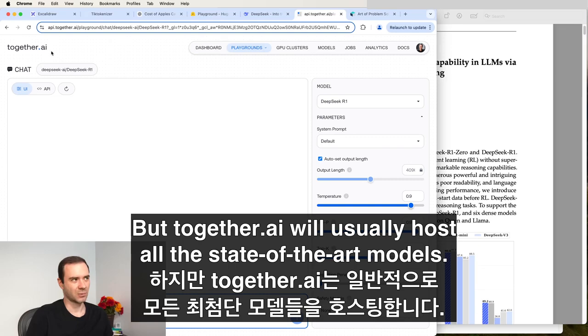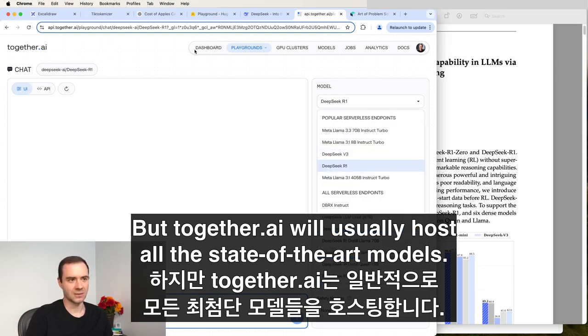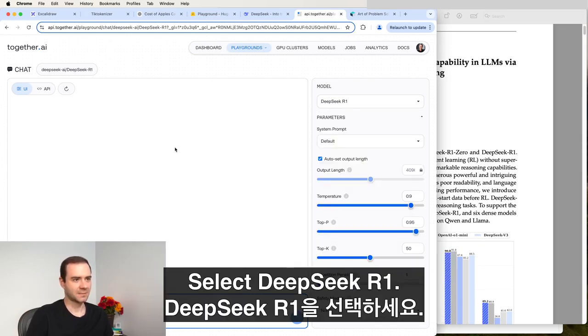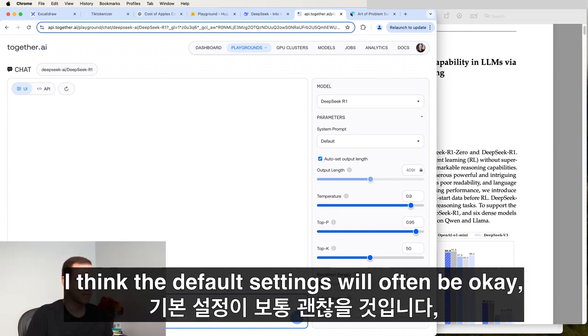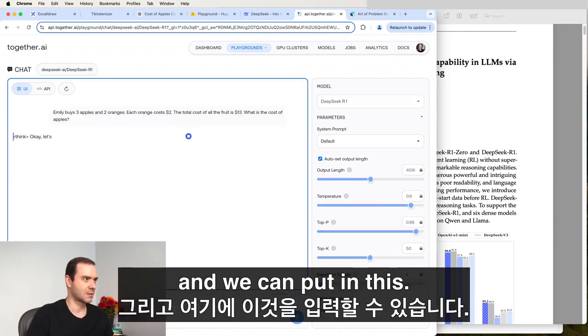But Together.ai will usually host all the state-of-the-art models. So select DeepSeek R1. You can try to ignore a lot of these. I think the default settings will often be okay. And we can put in this.